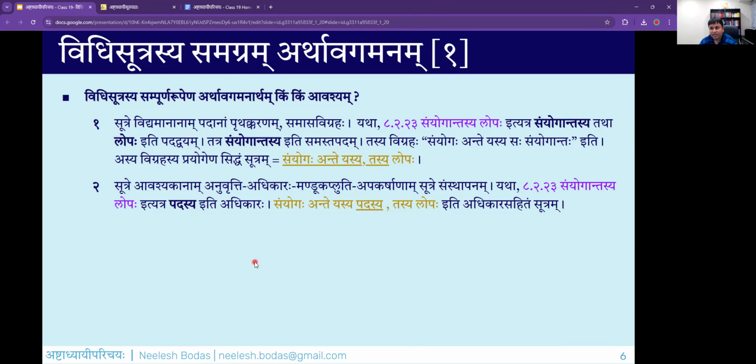Now the next step is to look at this expanded statement and see which are grammatical terms in it. Because these grammatical terms are going to have their own meaning, and we need to use those meanings instead of what we just know. So for example, tasya, yasya are normal Sanskrit words. Whatever we use in our day-to-day conversation, the same meaning is used over here. But that's not true for words like sanyoga and lopa.